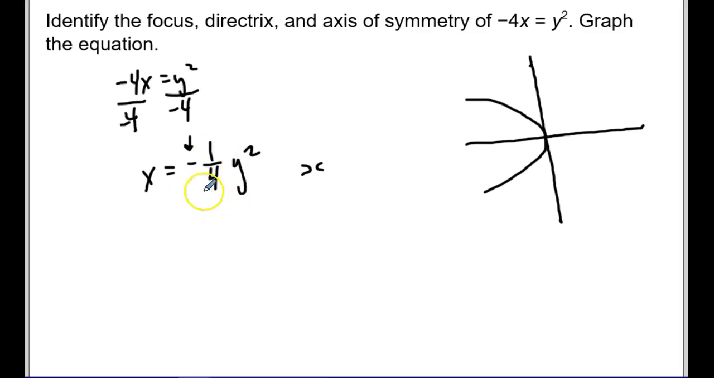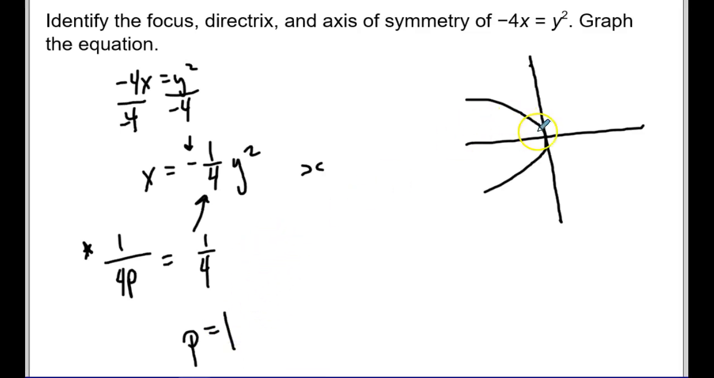This 1/4 tells me again how big and skinny it is, tall and skinny. Okay. So I have to find the focus. So to find the focus, I have to find my p value. And I know that I have 1 over 4p. Always, we're going to start here, 1 over 4p. So I can take that, and I can set that equal to this 1/4. Well, seeing these fractions together, I know that p is going to be equal to 1.